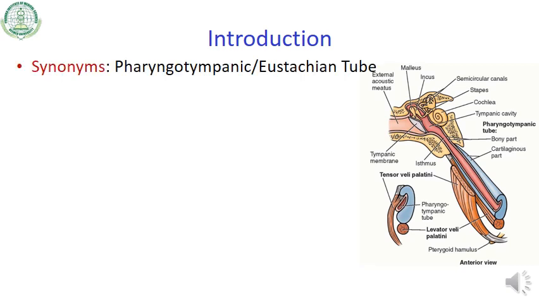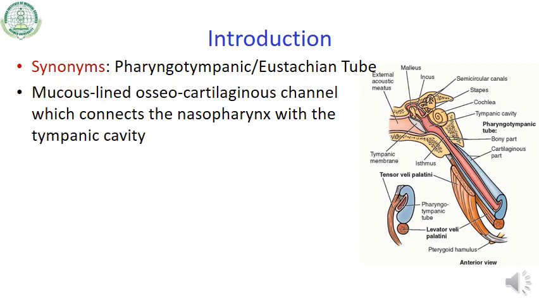As I told you, the auditory tube is also called as pharyngotympanic tube or Eustachian tube. By definition, it is a trumpet shaped channel which connects the middle ear cavity with the nasopharynx. Means the middle ear cavity is open to the exterior through pharyngotympanic tube or the auditory tube.